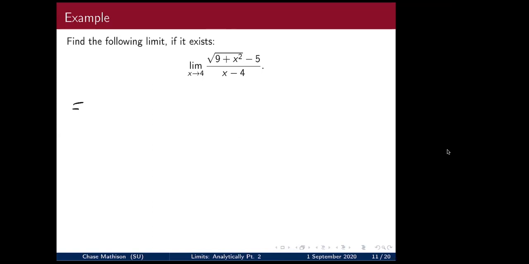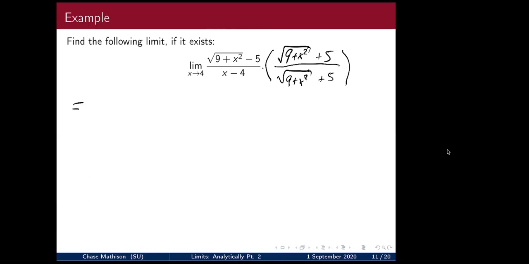So when I do that, I'm going to multiply top and bottom by what? Square root of 9 plus x squared plus 5. Excellent. And remember, you have to do this to both the top and bottom, because it's just like rationalizing the denominator, only here we're rationalizing the numerator.